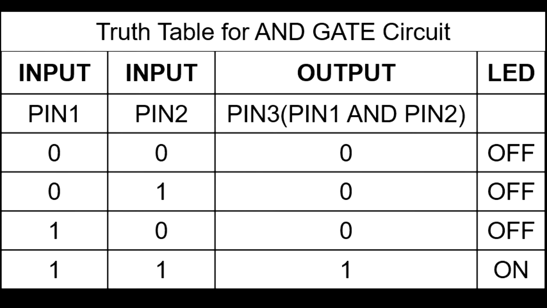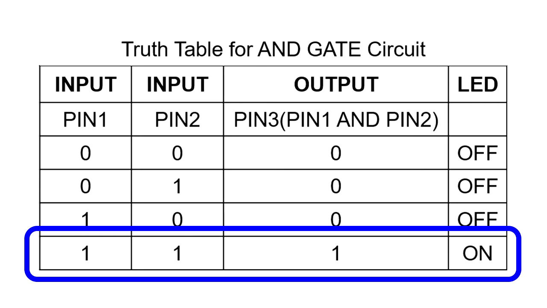In this truth table of AND, if pin 1 is 0 and pin 2 is 0, then pin 3 is 0. If pin 1 is 0 and pin 2 is 1, then pin 3 is 0. If pin 1 is 1 and pin 2 is 0, then pin 3 is 0. And if pin 1 is 1 and pin 2 is 1, then pin 3 is 1. The condition of the AND logic is that only if the two inputs are 1 can the output be 1 and the LED light on.